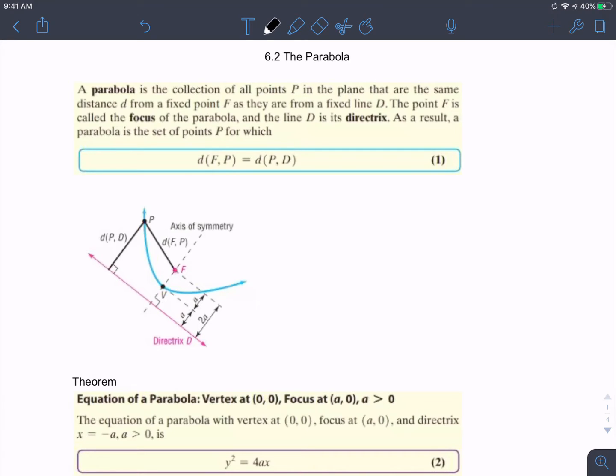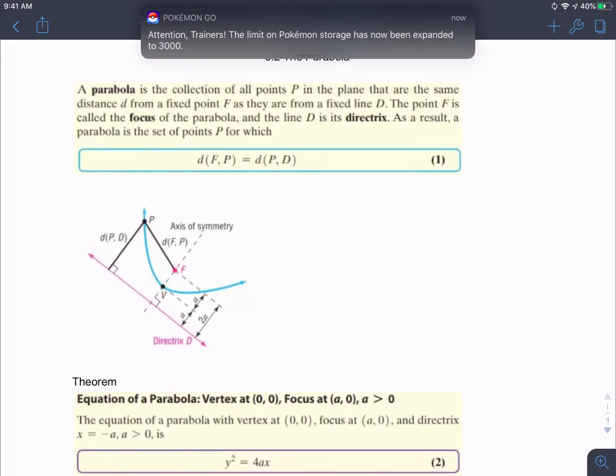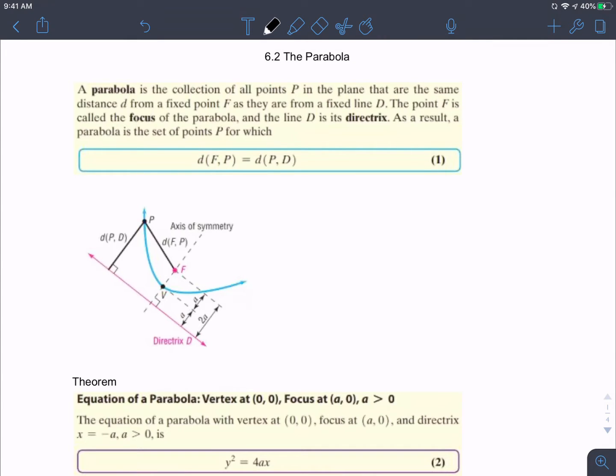And the result that we end up getting is that the distance from the focus to the point is the same as the distance from the point to the directrix. And so what's being really communicated here is this. This distance here from the point to the focus is the same distance as the point to the directrix. That's all that's really saying, and that's what a parabola really is.